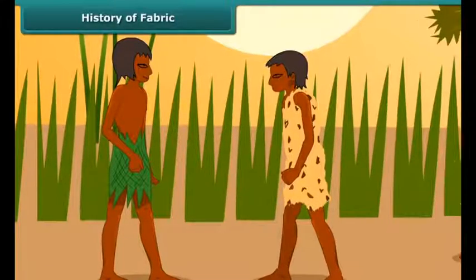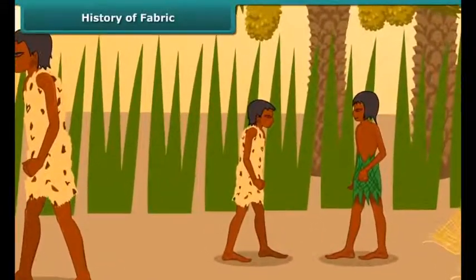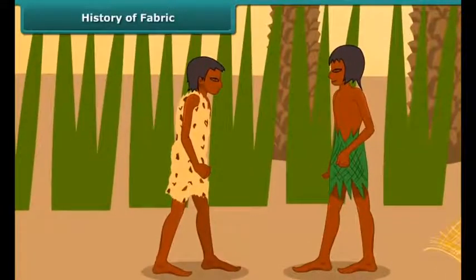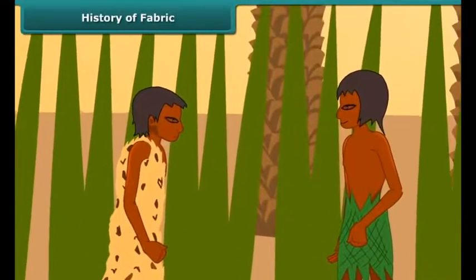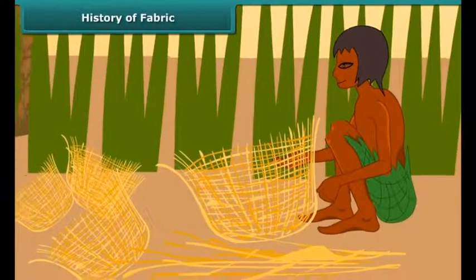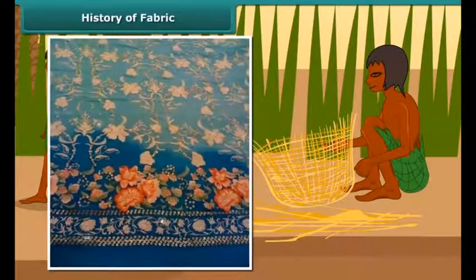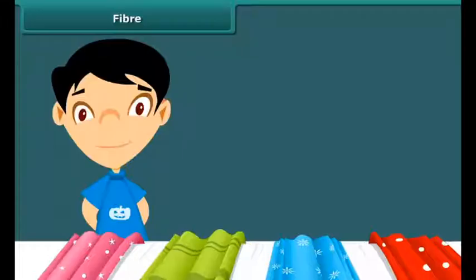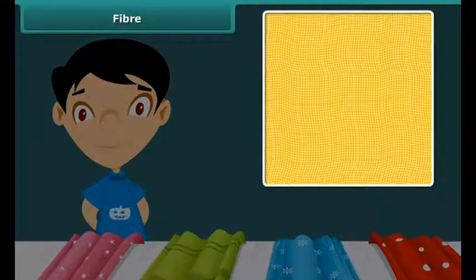Have you ever wondered what materials people used in ancient times for clothing? They used the barks, leaves of trees, animal skins and fur to cover themselves. Slowly, with growing civilization, they learned to weave twigs and grass into mats and baskets. Stitched fabrics came much later with the invention of needles.